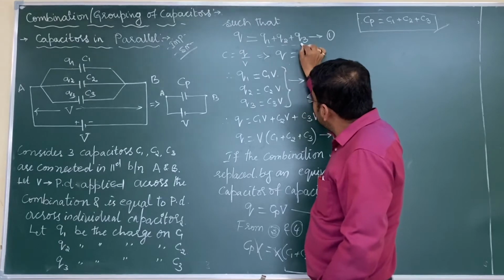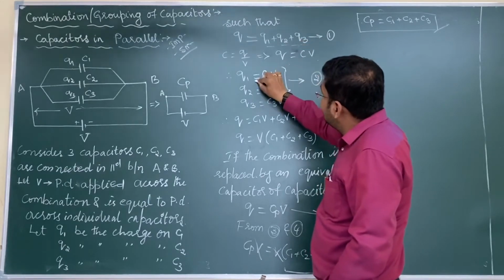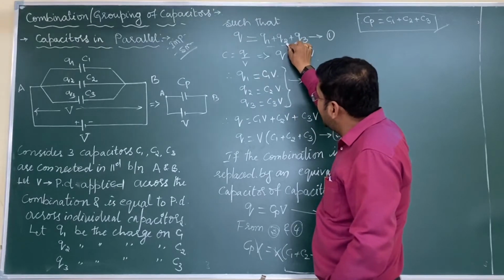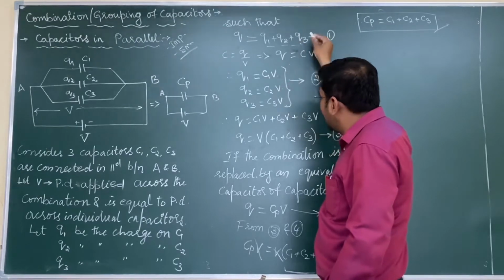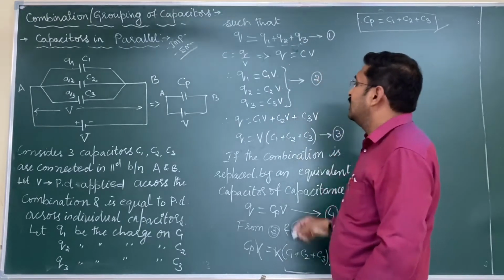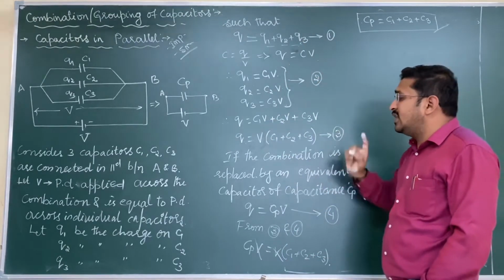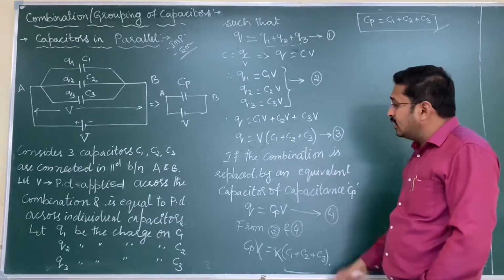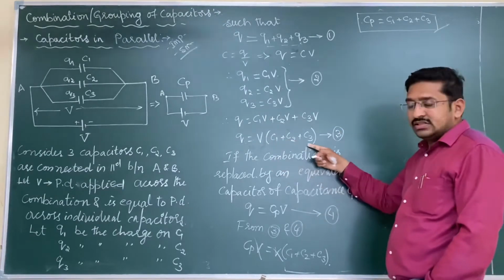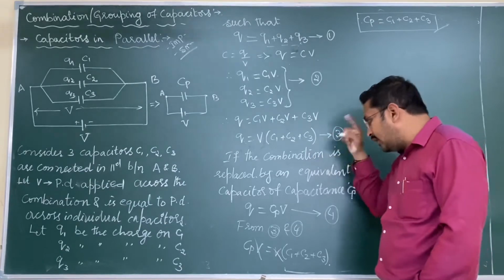Q1 is C1V, Q2 is C2V, Q3 is C3V. Substituting, it is C1V plus C2V plus C3V. You can take V common. It is the sum of the individual capacitances, C1 plus C2 plus C3.